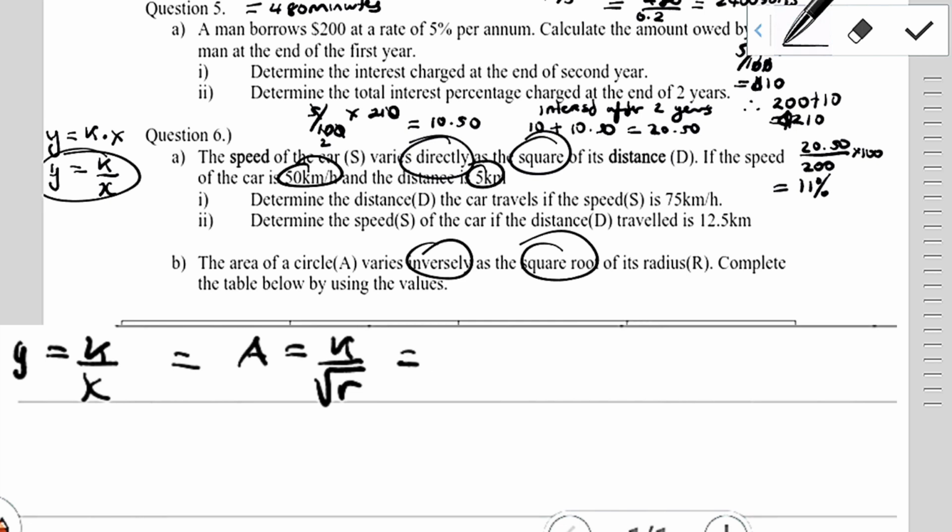Okay, now this time the variation question came in the form of a table. Notice that there are some values that are missing here in the table, and we have two initial values, 35 and 16.